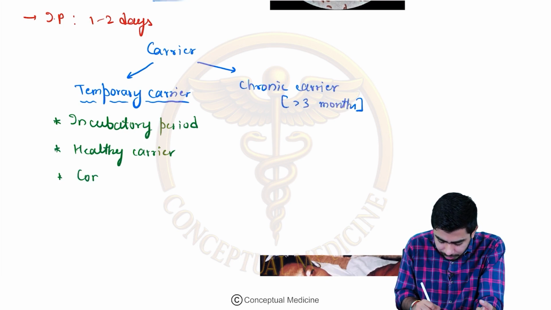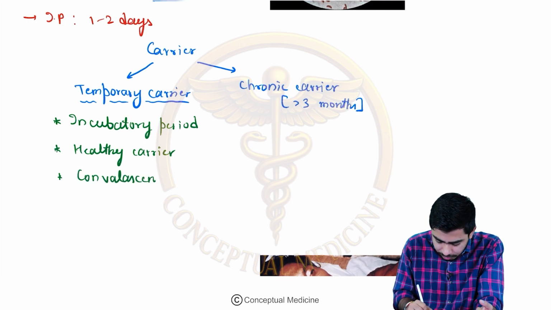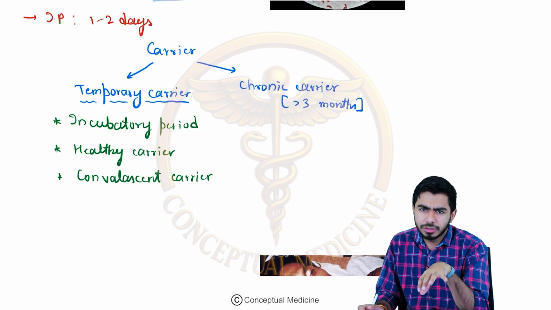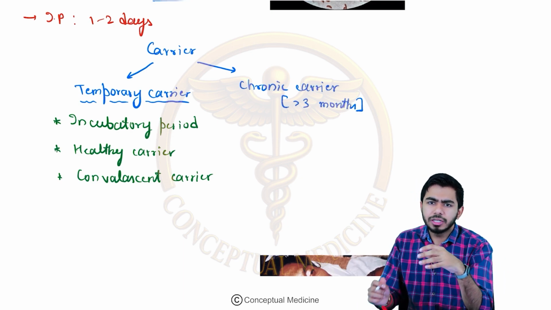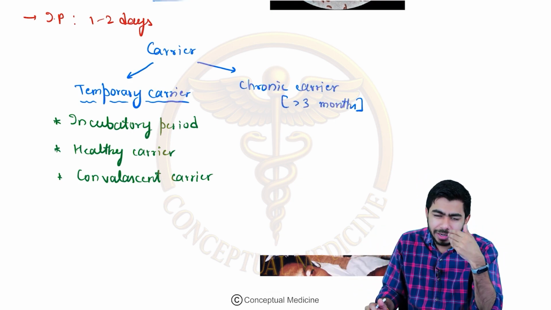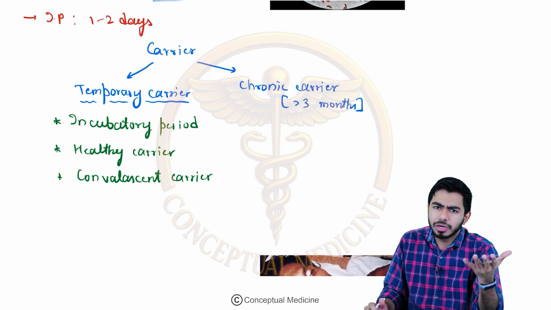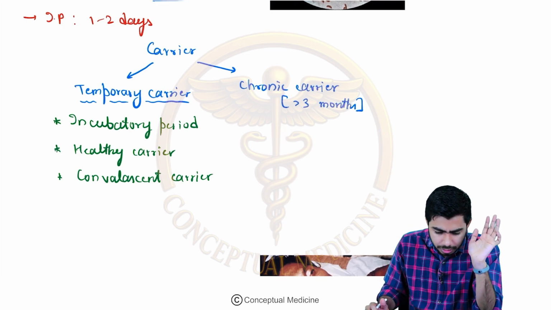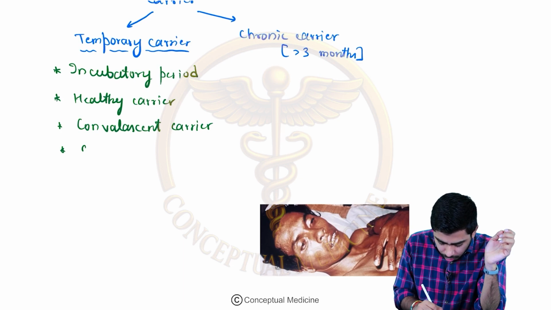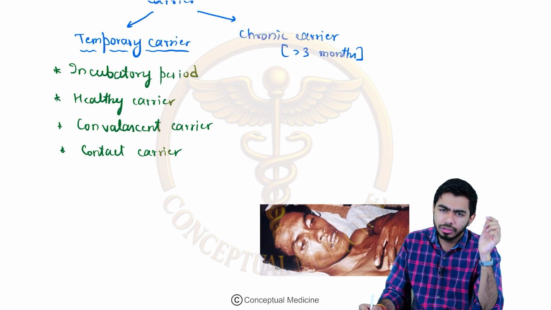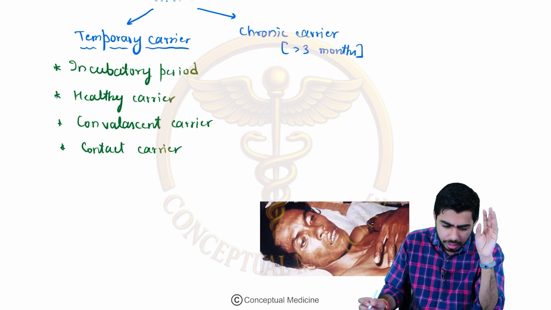Then we have the convalescent carrier. The convalescent period is the period where patients have recovered from the disease. In this recovery period, if they are spreading the microorganism or the disease in the community, those kinds of carriers will be called convalescent carriers. Then we might have the contact carrier as well, who might spread the disease through contact. So these 4 kinds of carriers we should know in the temporary carrier category.